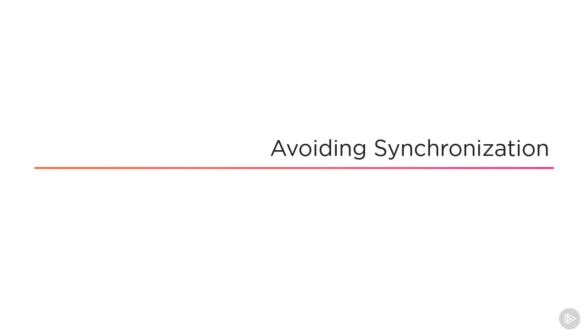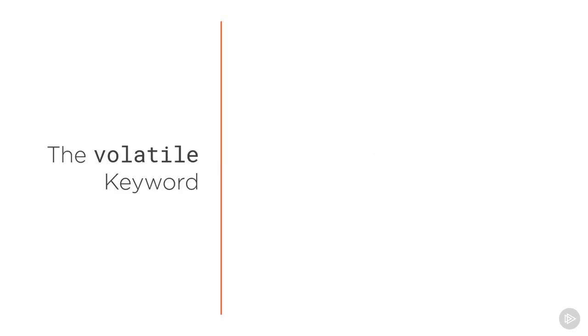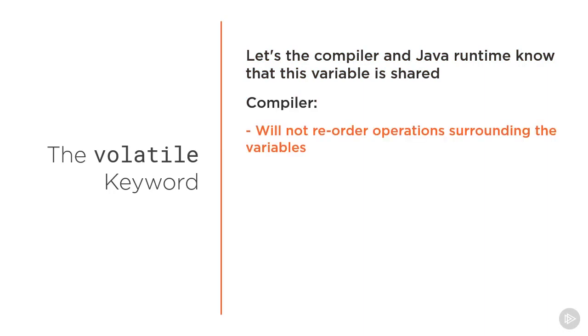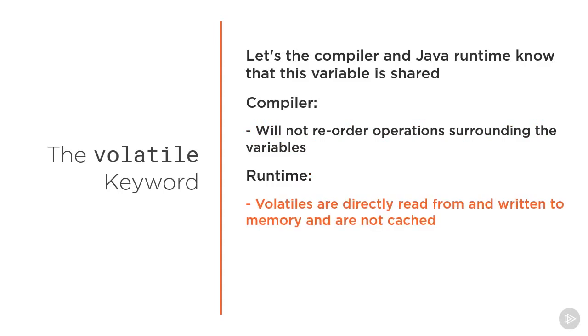While the previous two clips have talked about ways to reduce lock contention and use lighter weight means of synchronization, there are some instances when it's possible to avoid synchronization altogether. An example of that is when you can replace synchronization with the volatile keyword. Applying the volatile keyword to a field lets the compiler and the Java runtime know that this variable is shared. For the compiler, this means that it should not reorder operations around this variable. While for the runtime, this means that volatile variables are not cached in registers or processor caches. Instead, they are written directly to and read from memory.